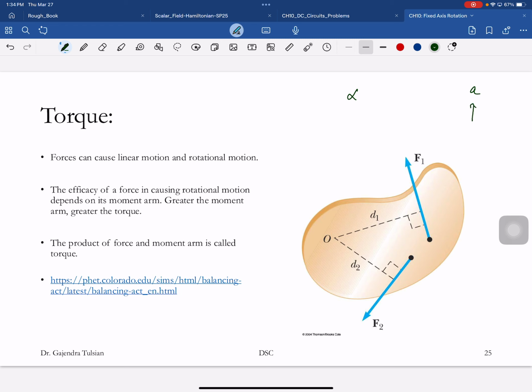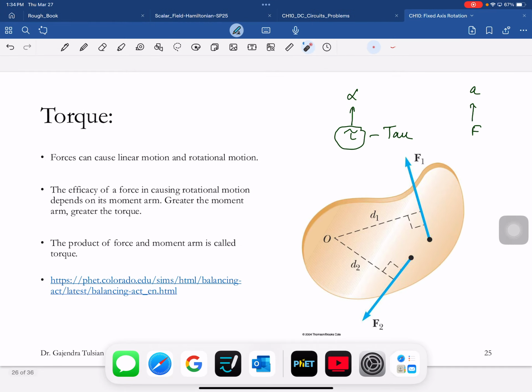What caused linear acceleration? Forces cause linear acceleration. And what we'll show you is torques cause angular acceleration. Torques denoted by tau. Okay. That's the symbol used. So I'm going to show you. So now let's go to the simulation.